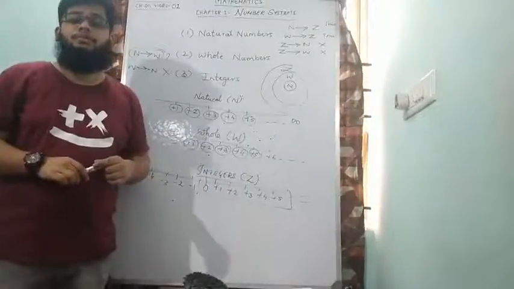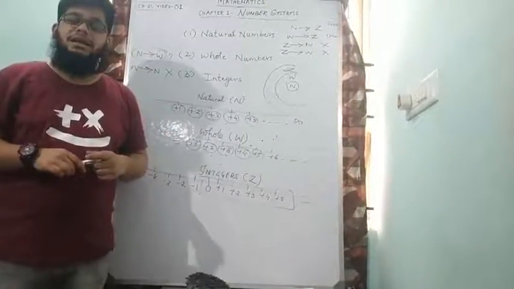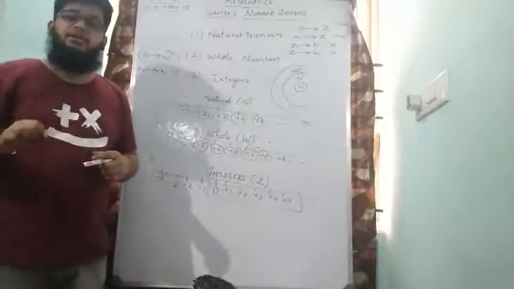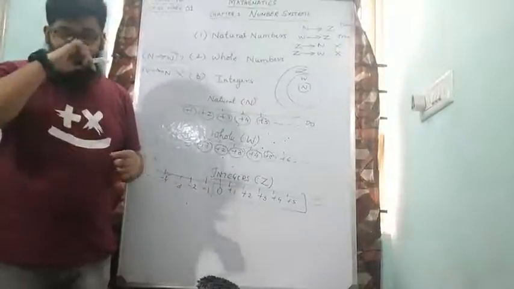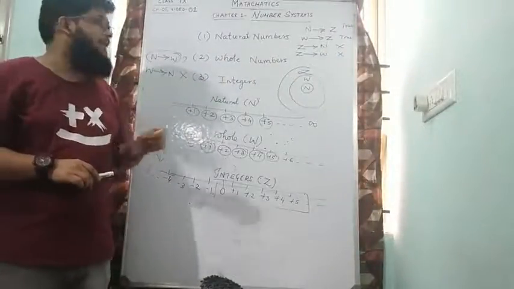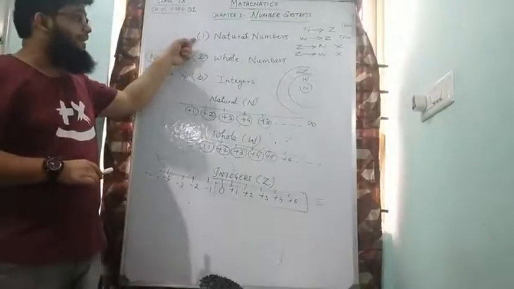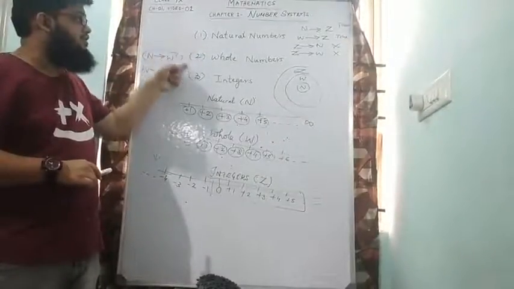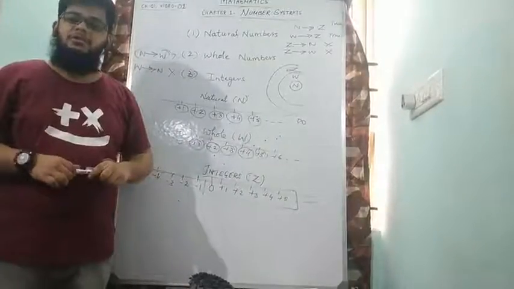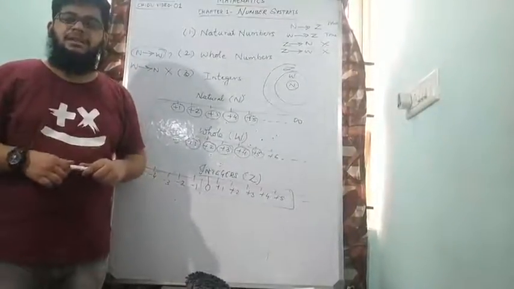So I want you to maintain a maths notebook, mathematics classwork, and in today's class whatever we have learned, please try to make definitions of that in your classwork. Write down the name of the chapter as number systems and make a list of definitions of what natural numbers are, what whole numbers are, and what integers are. In tomorrow's class we'll also be learning what rational numbers and irrational numbers are.